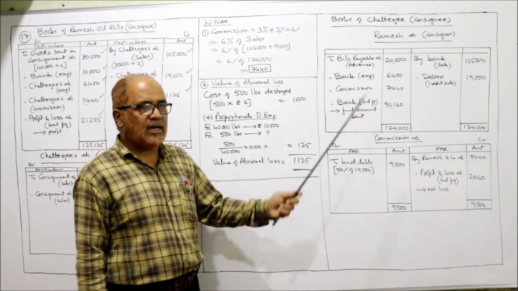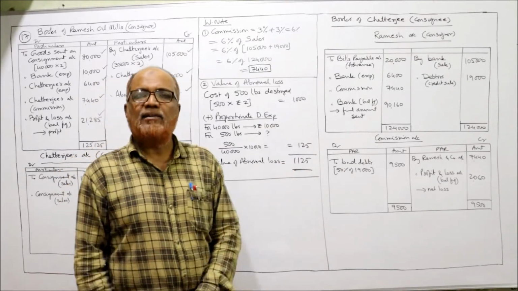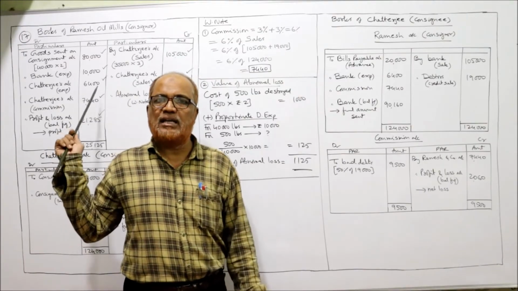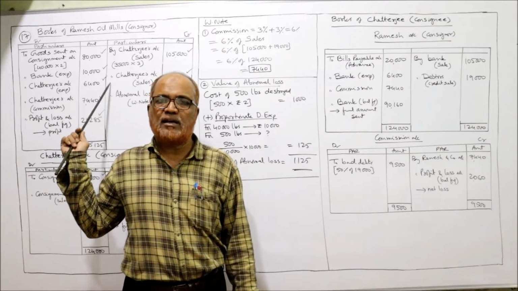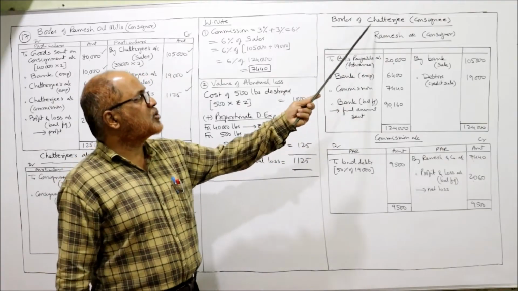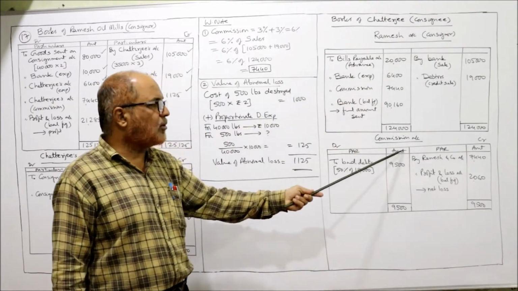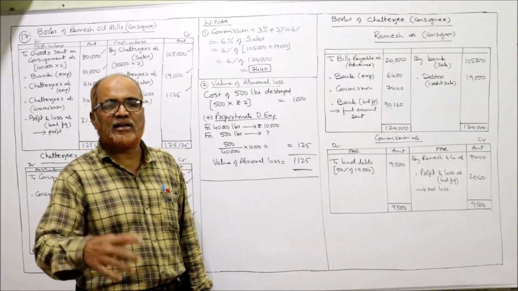Now I am coming to the consignee. The consignee will not open any consignment account. He will open only one account, that is the consignor's account. What is the name of the consignor? Ramesh. So books of Chatterjee, the consignee: Ramesh, consignor account. And one more account, commission account, because there are some bad debts also.